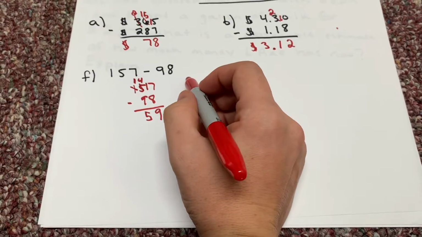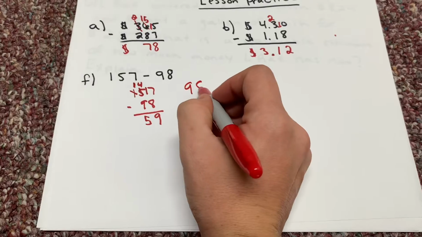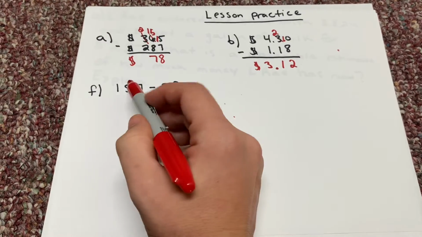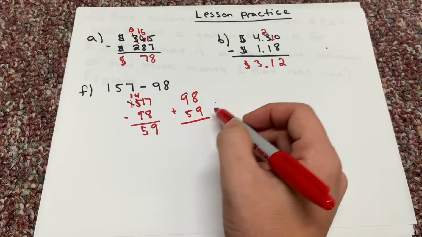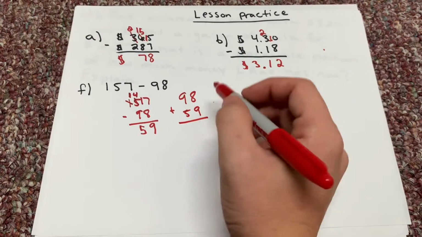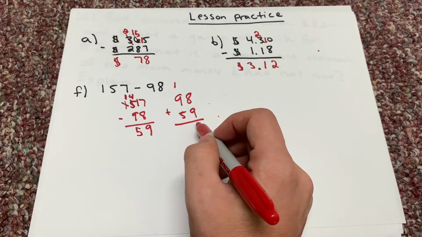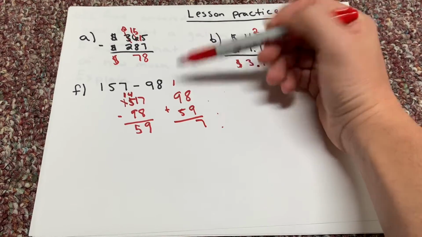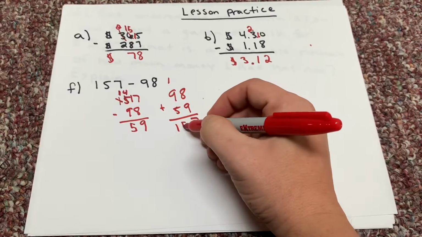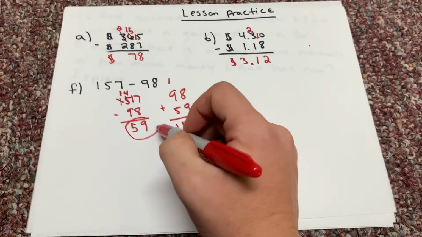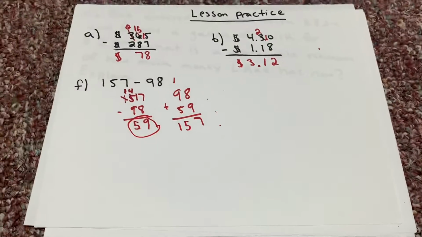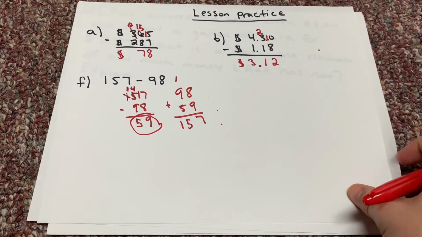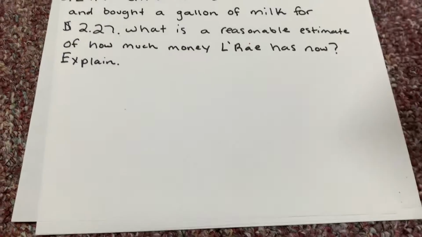Let's go back and check. Does 98 plus 59 equal 157? Well, let's check. 8 plus 9 is 17. 1 plus 9 is 10. Plus 5 is 15. So 59 is the difference of 157 minus 98. Let's look at one last one.